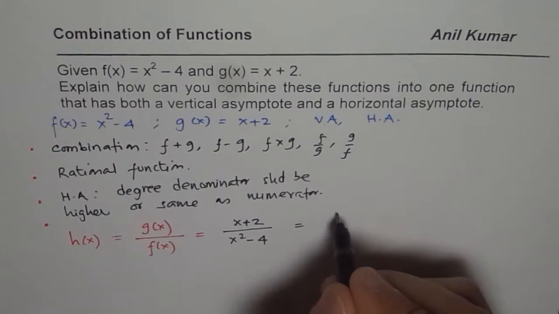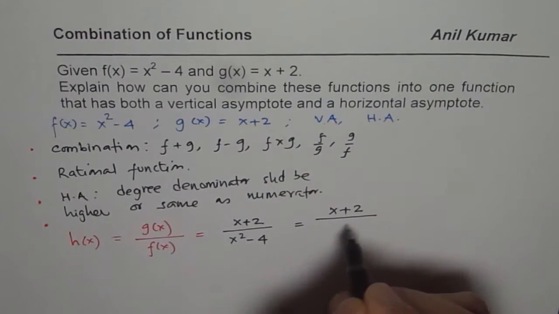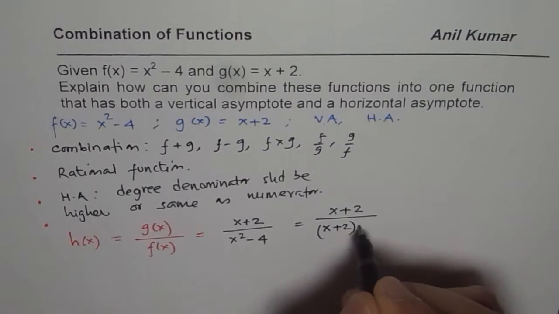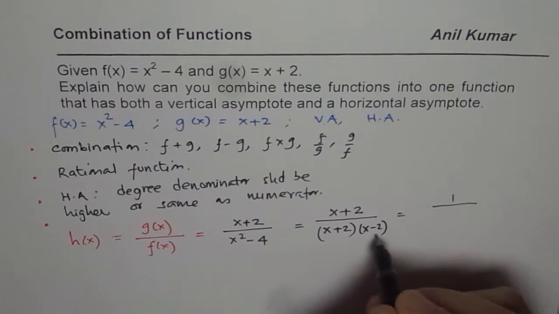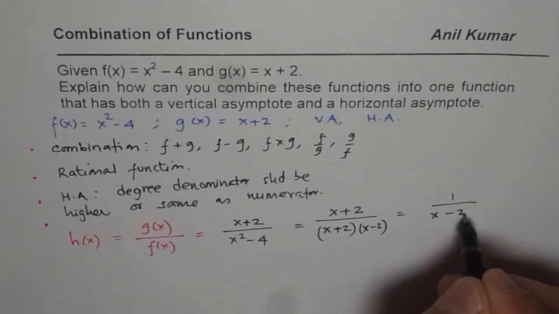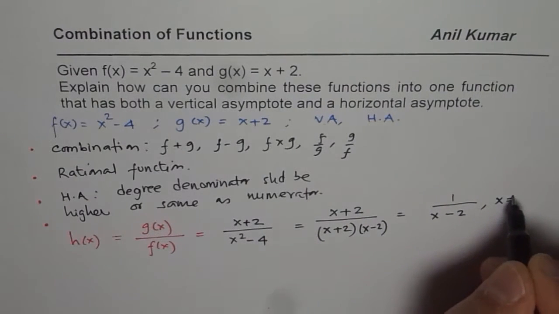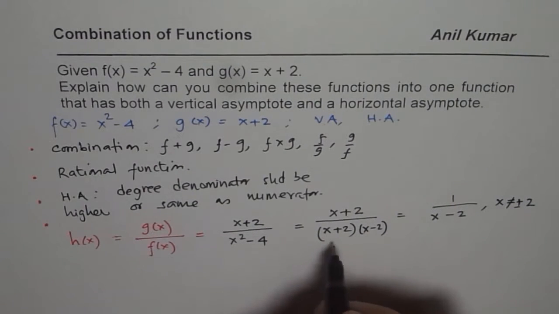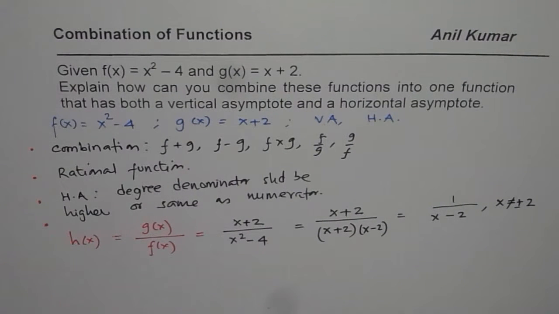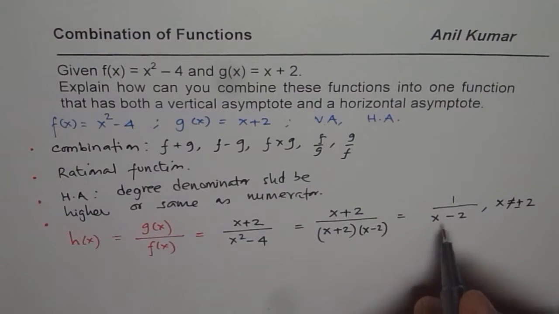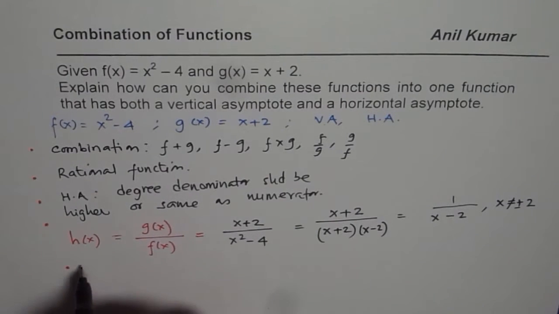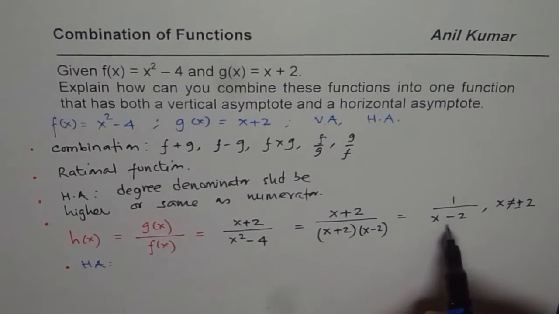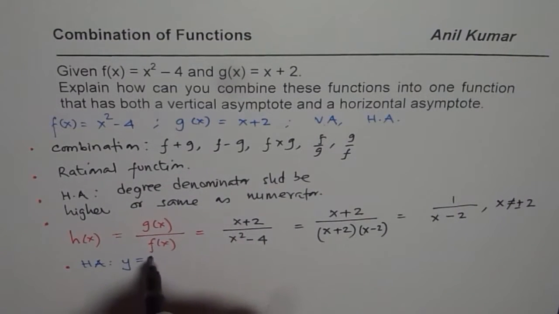This can be simplified also. We can say x plus 2 divided by x plus 2 times x minus 2, right? And this could be written as 1 over x minus 2. And of course here x is not equal to plus or minus 2, right? Because both will give us a denominator of 0. Now in this function, what do you observe? Do we have a horizontal asymptote? Yes, we do. Since the degree of the denominator is higher, y equals 0 is the horizontal asymptote.